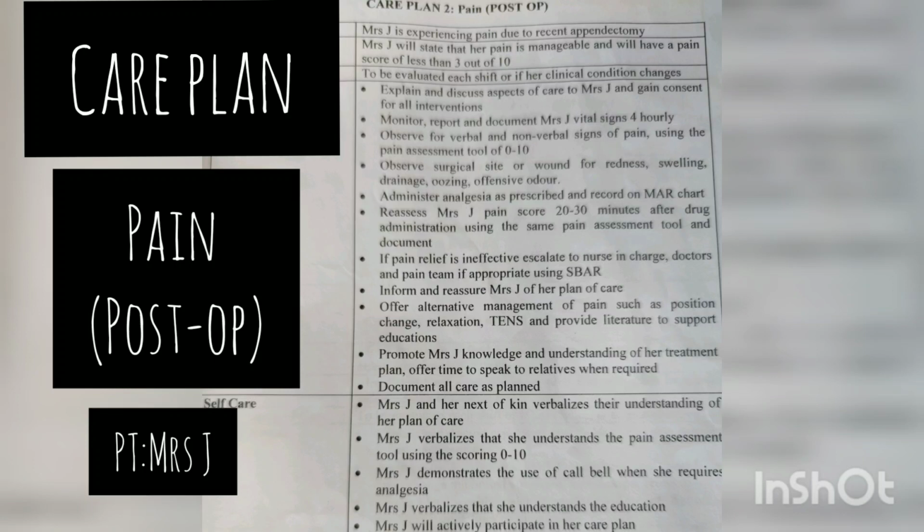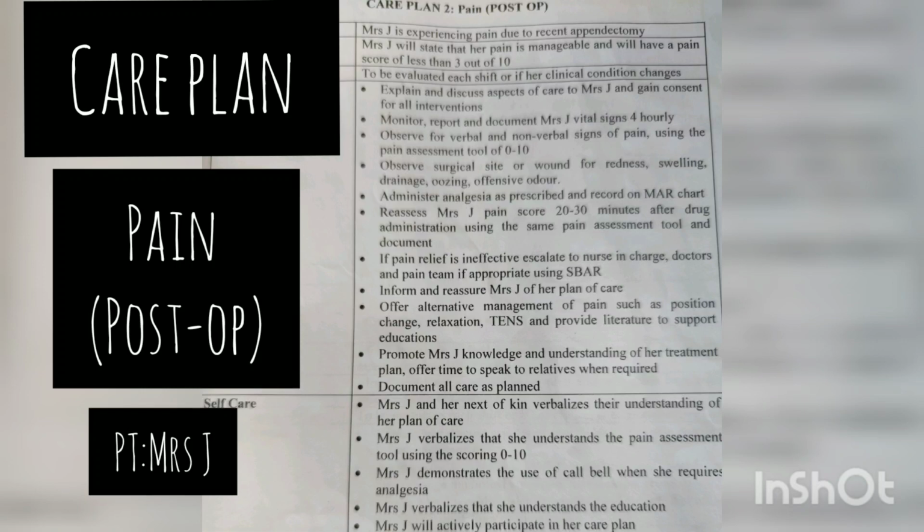If pain relief is ineffective, escalate to the nurse in charge, doctors and pain team, using the appropriate SBAR. Inform and reassure Mrs. J of the plan of care. Offer alternative management of pain such as position change, relaxation, TENS, and provide literature to support education. Promote Mrs. J's knowledge and understanding of the treatment plan. Offer time to speak to relatives when required. Document all care as planned.